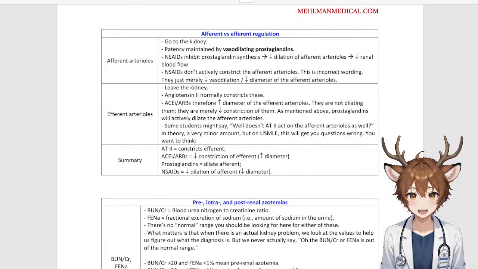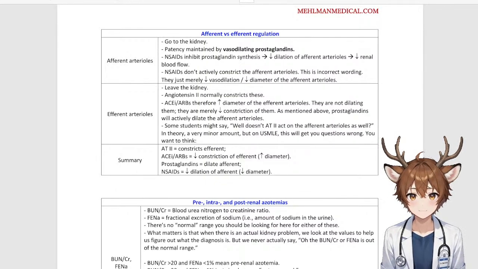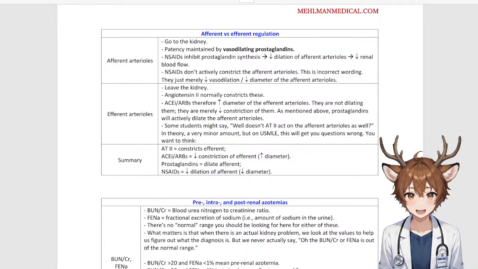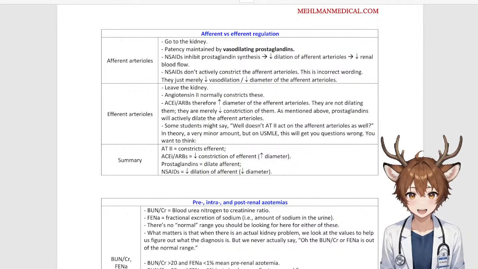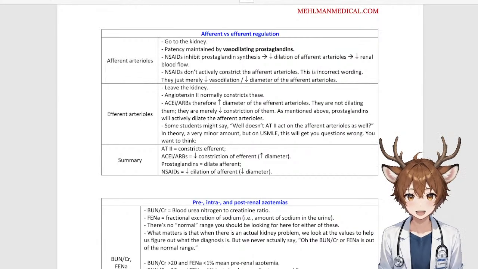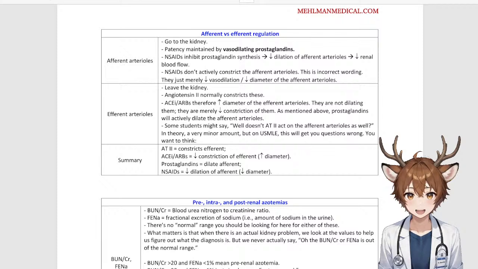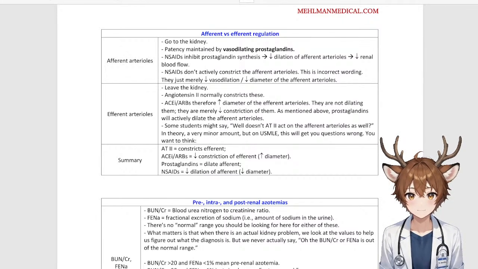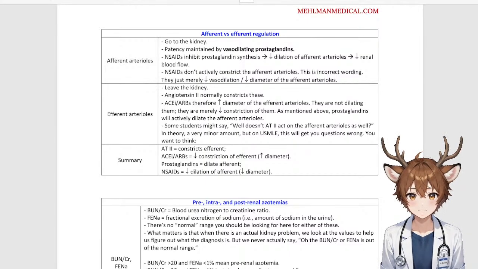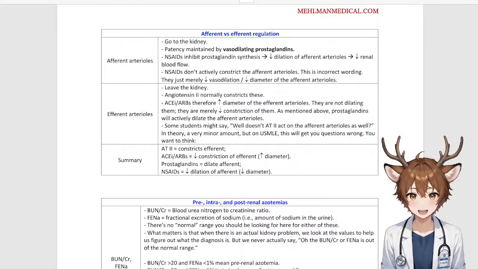Let's talk about afferent versus efferent regulation. Afferent arterioles go to the kidney. Their patency is maintained by vasodilating prostaglandins. NSAIDs inhibit the prostaglandin synthesis, leading to a decrease in dilation of the afferent arterioles, which leads to a decrease in renal blood flow. The NSAIDs don't actively constrict the afferent arterioles. This is incorrect wording. They just merely decrease vasodilation, decreasing the diameter of the afferent arteriole.